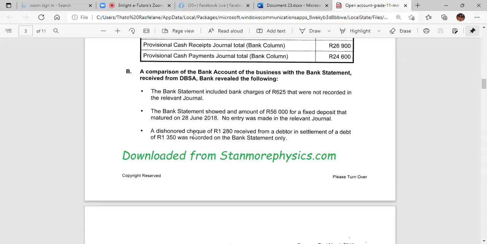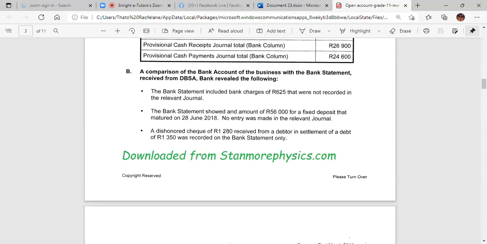So a dishonoured cheque of 1,280 received from a debtor in settlement of a debt of 1,350 was recorded on the bank statement only. So this person on a record 1,350.